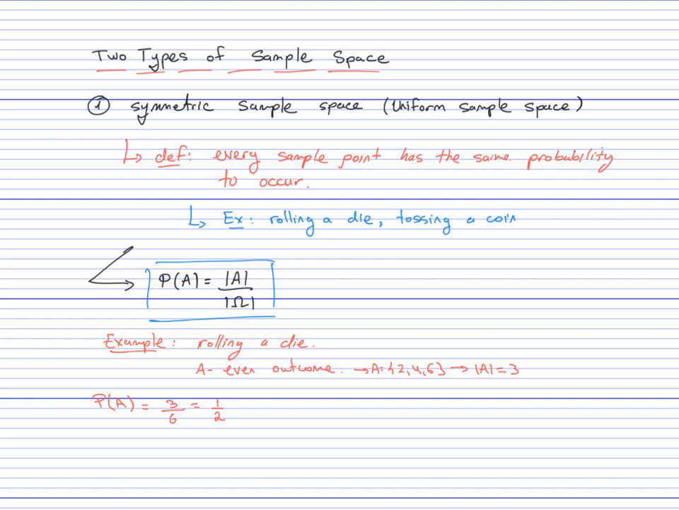By the way, to this formula, we can include also all the different formulas and properties that we proved in class, even the axioms. So in any case, if you understand that it's a uniform sample space, you can use this formula, and any formula and properties that we showed in class. Okay, let me give you another example. Suppose that we have a family with 5 children.